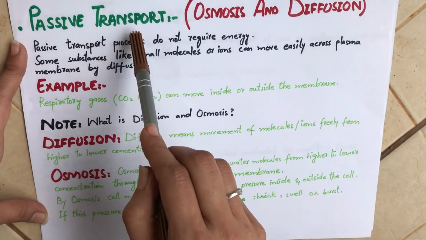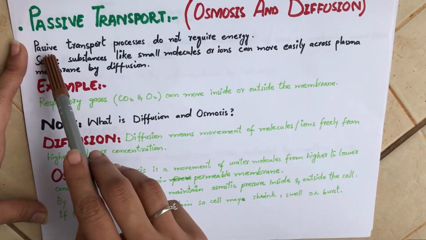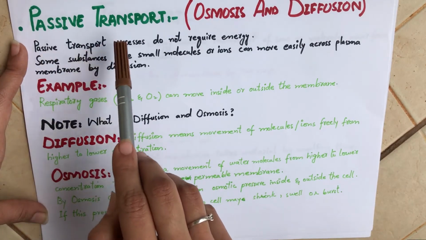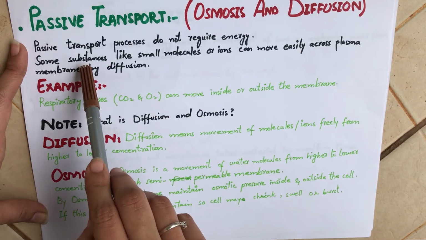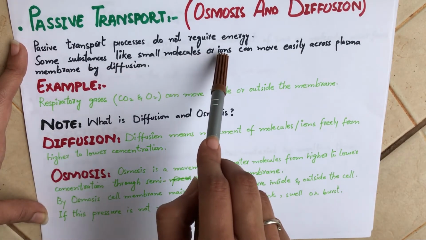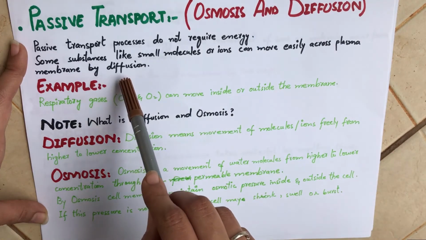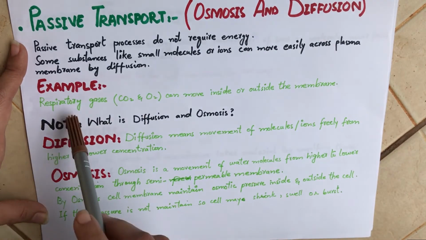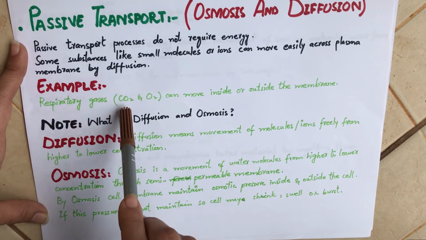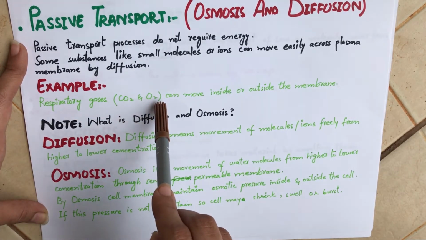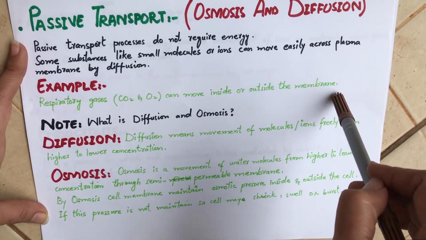Passive transport. Passive transport includes osmosis and diffusion. First here is a definition. Passive transport processes do not require any energy. Some substances like small molecules or ions can move easily across a plasma membrane with the help of diffusion and osmosis. Examples of passive transport are respiratory gases, carbon dioxide and oxygen, which can move inside or outside the membrane with the help of diffusion.